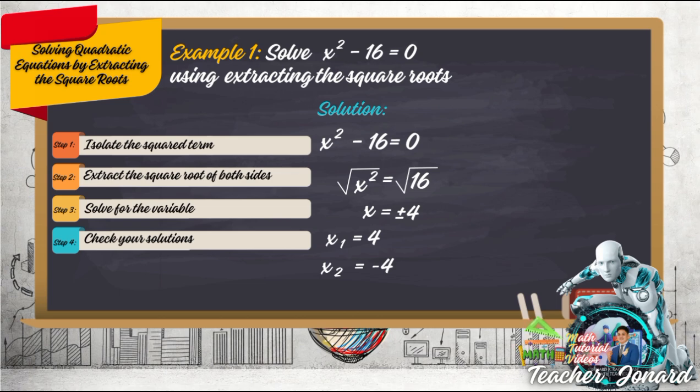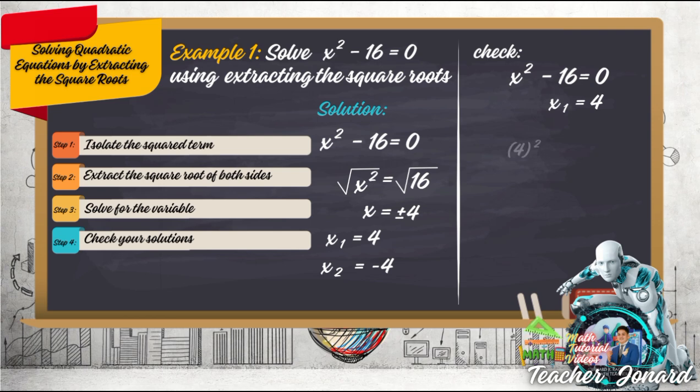After solving for the variable, check your solutions. The original equation is x² - 16 = 0. Let's check if x = 4 is really a solution of x² - 16 = 0. Substitute the value of x into the original equation, we have 4² - 16 = 0. Simplify, the square of 4 is 16, 16 - 16 is 0, 0 = 0. The equation is true, so 4 is a solution of x² - 16 = 0.